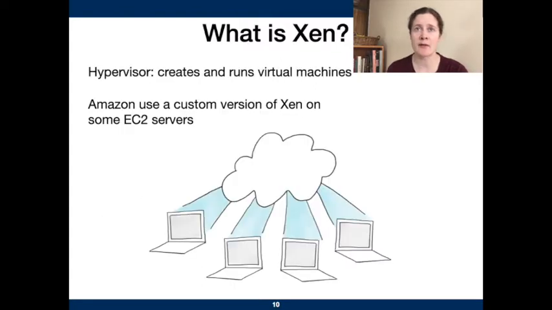So Xen is a hypervisor. That is, it's software that creates and runs virtual machines. Amazon use a customized version of Xen on some of their EC2 servers. And we picked Xen for this work because it's both relevant to Amazon and open source. But we believe the adaptations we made to CBMC for this work will be useful for other code bases.